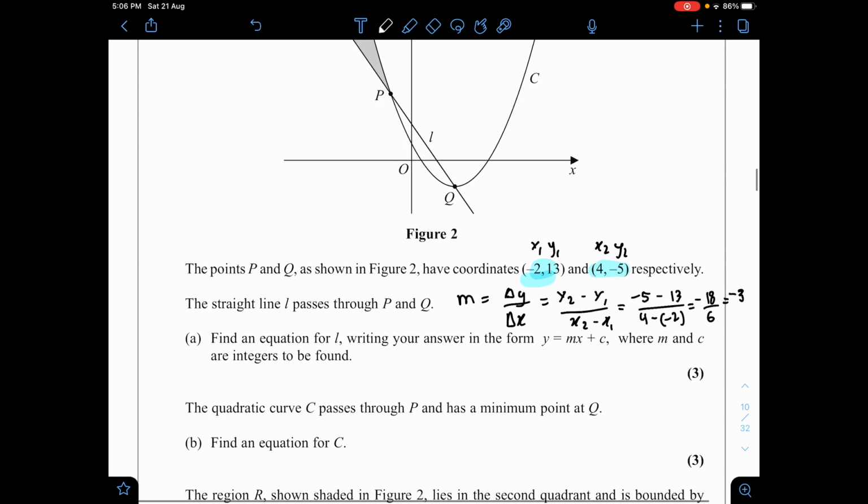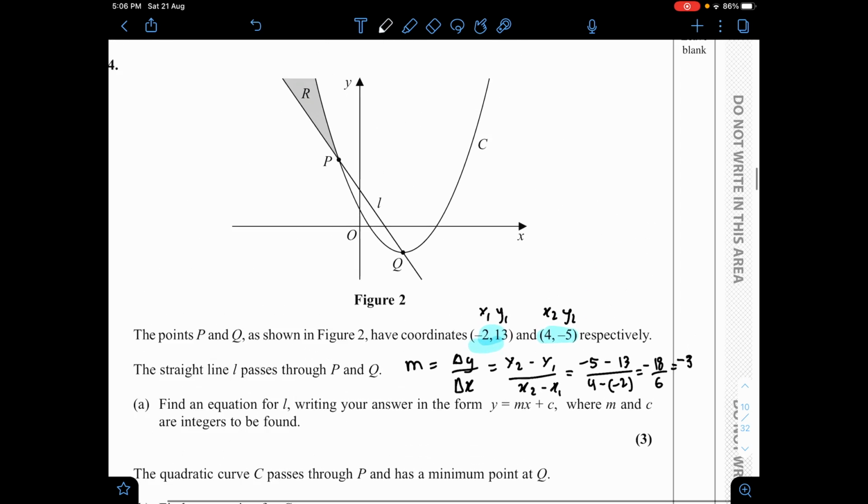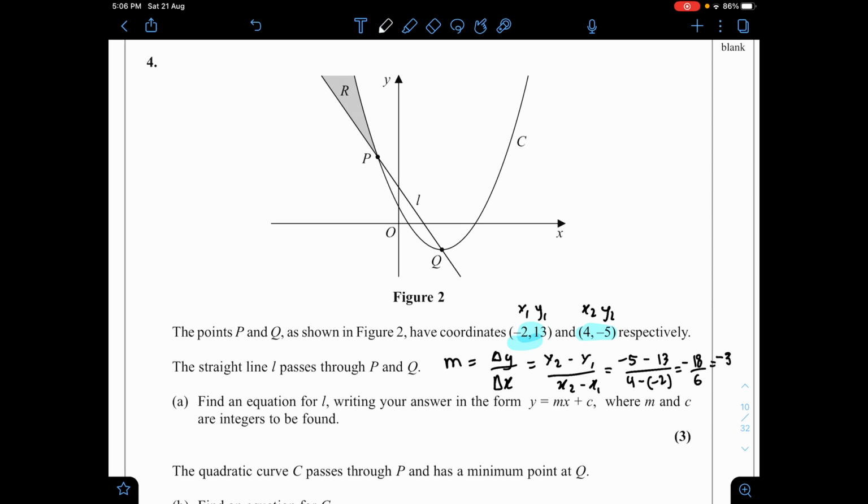Right? So we know what the gradient is. So now what do we do? Now we do y minus y1 equals m times x minus x1, and we just use one of the two equations.